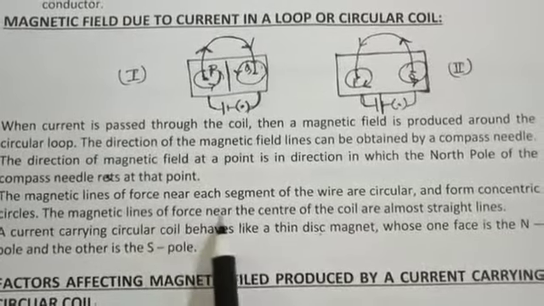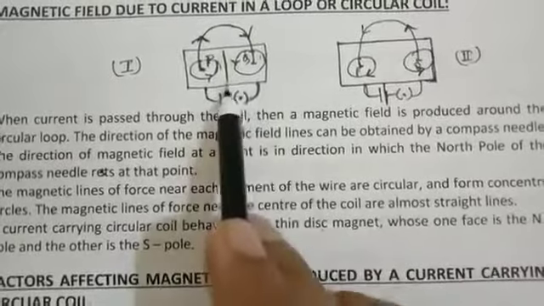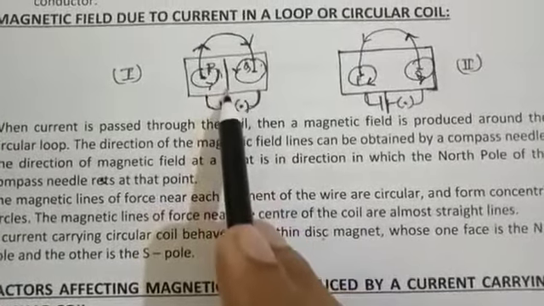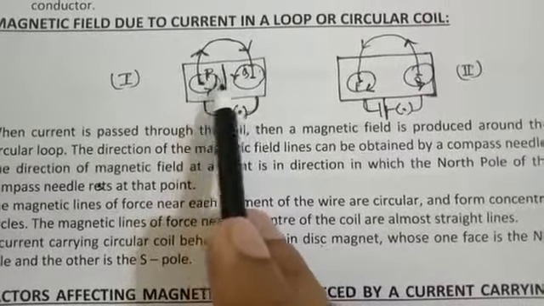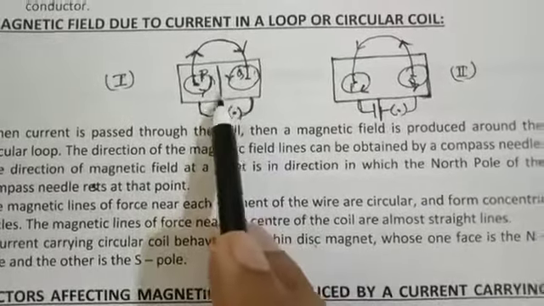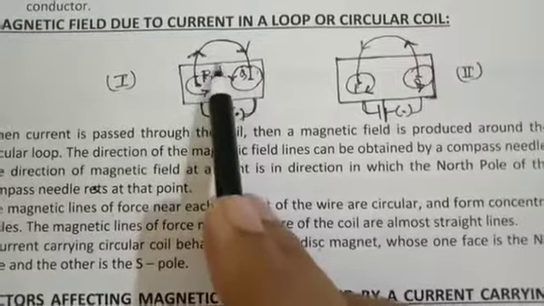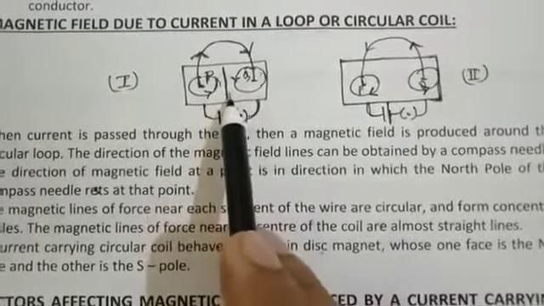The magnetic lines of force near the center of the coil are almost straight lines. If you look at this line here, it is straight. This is the point where the magnetic strength of P and Q is neutralized, and this is said to be a neutral point. So this neutral zone is represented by a straight line.